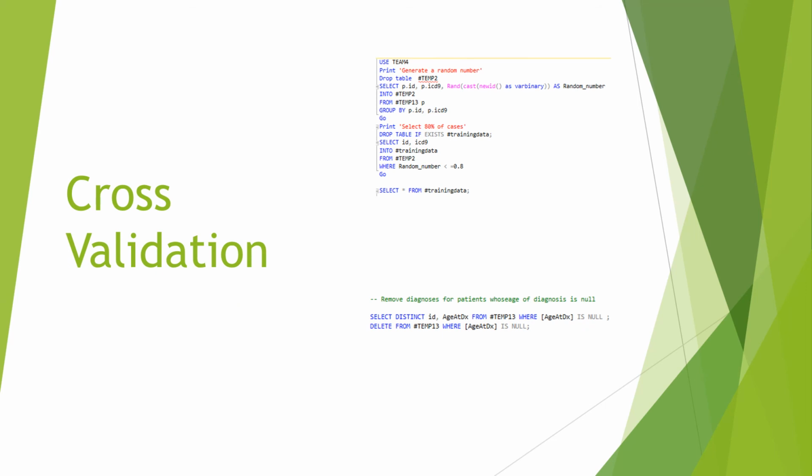In cross-validation, 80% of my data was split into the training data set and 20% of it was split into the validation set. So that is how I've done this. Predictors that occur after diabetes are removed as part of my cleanup process. So you would see that I have removed patients whose age at DX is null.